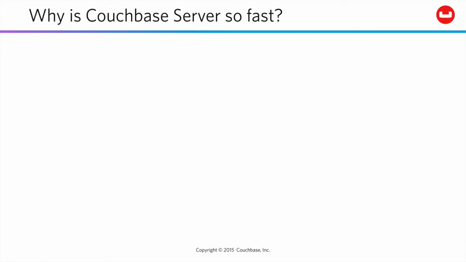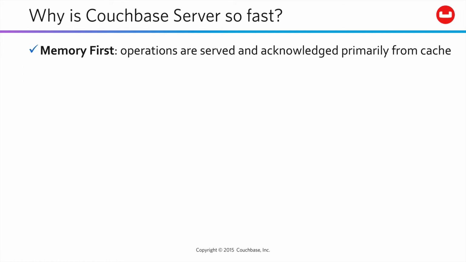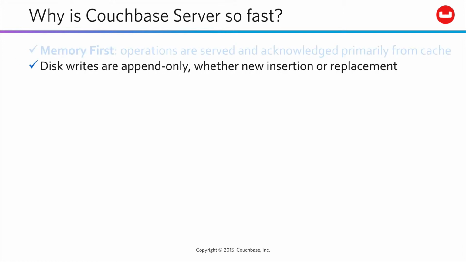Couchbase Server is fast. Why is that? Well, it's a memory-first architecture. Our roots are in caching. All of your operations are served and acknowledged primarily from cache, or exclusively from cache, depending on how you've handled your sizing. Your disk writes are append only, whether it's a new document being inserted or a replacement.